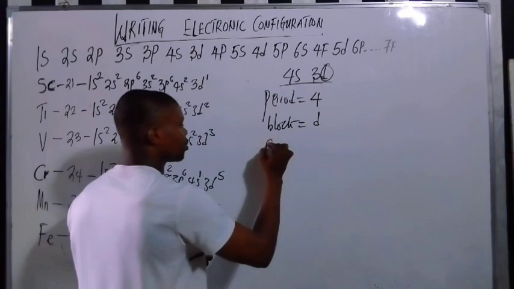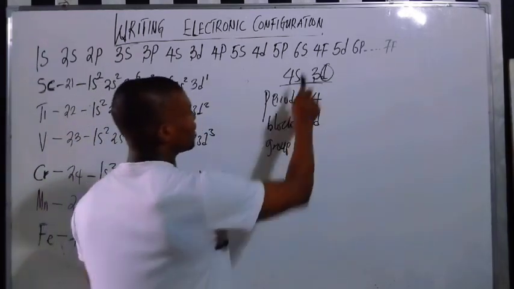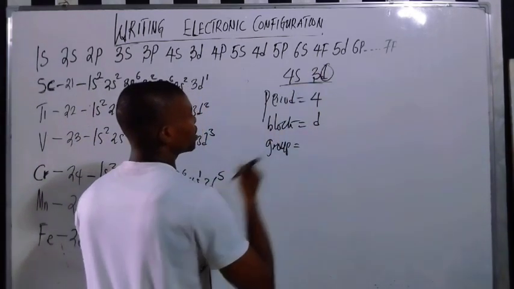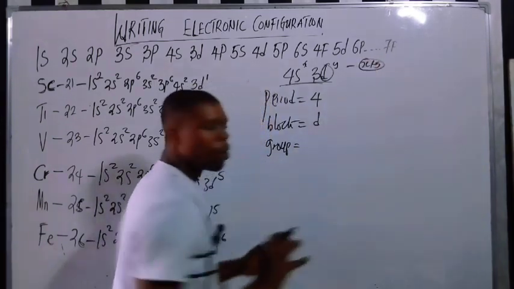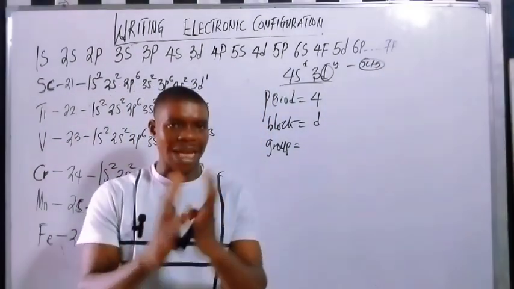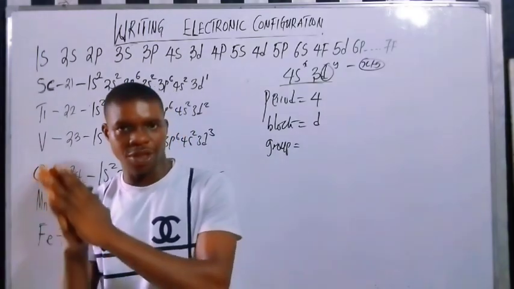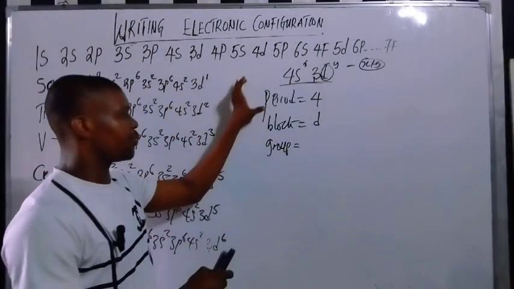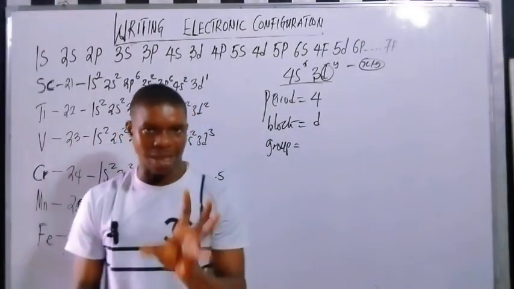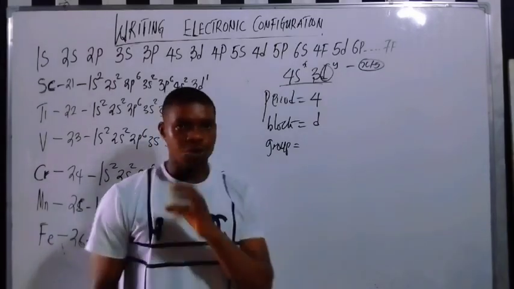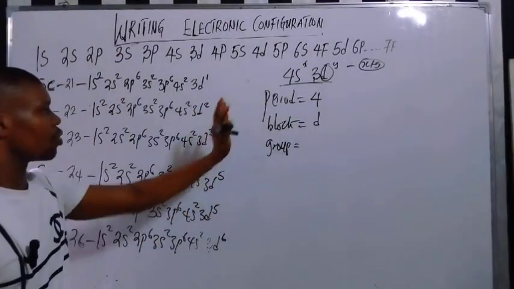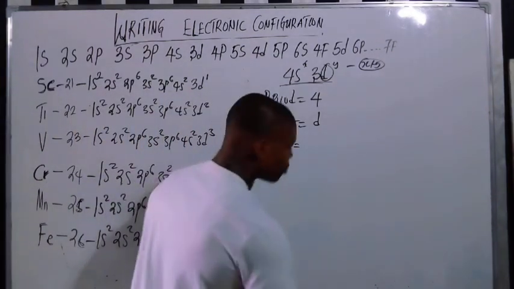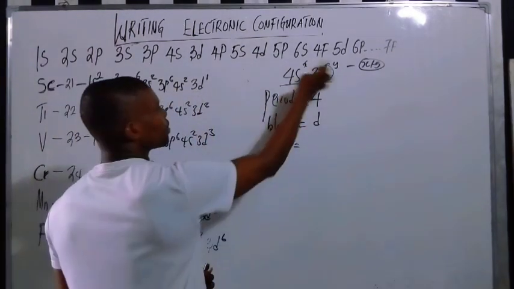Now, how do I get the group? You always add these two electrons here. So let us say here is x, here is y, you always add x plus y. But at your level, they are not going to ask you the group. They will ask what is the period and what is the block. So I want to stick to that. But if they should ask what is the group here, sum this together.